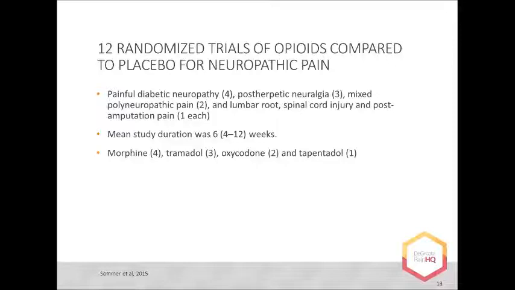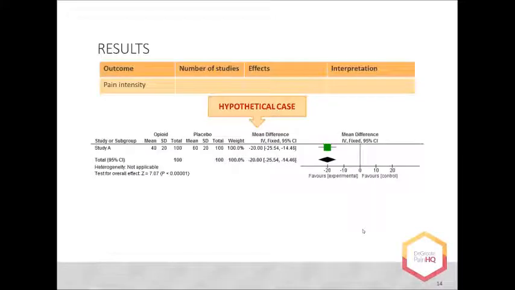But this gives us a sense of what is the best pain relief we can get in an efficacy randomized trial, where everything is under control and it's compared to placebo. We know that opioids have the best effect in the first few weeks, because after a couple of weeks or months or years, the body develops some tolerance and dependency, and the effects usually fade away. So if you want to know the best effect of opioids for neuropathic pain, this is the design that we want to see. And in these 12 trials, they included morphine, tramadol, oxycodone, and tapentadol.